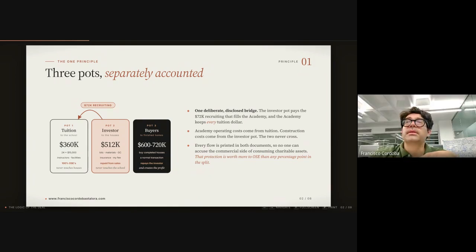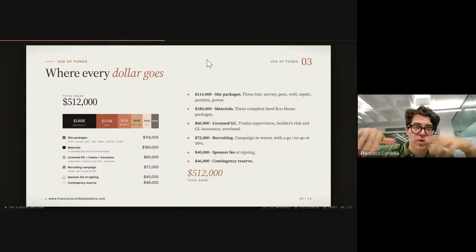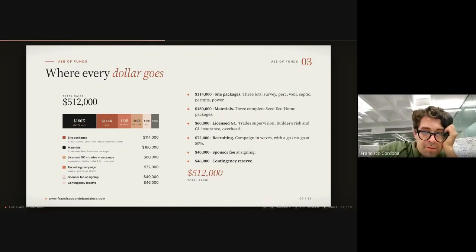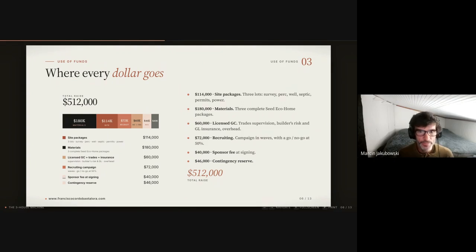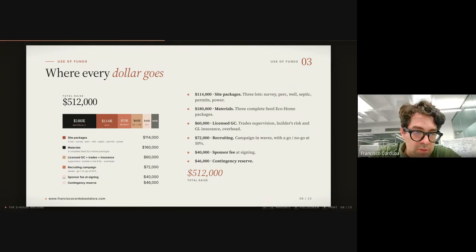Exactly, and way more. In the 6 months, as you can see in the division of the 512 investment, 180 will go for materials because we're calculating 3 houses. 114 for the site, which is the lots, the survey, the perk, everything. I think this project should be in Missouri, because that way we can find good places within this cost structure. Yes, correct. And then I put license, GC, trades, insurance, and then the recruiting campaign, which is the 72,000.